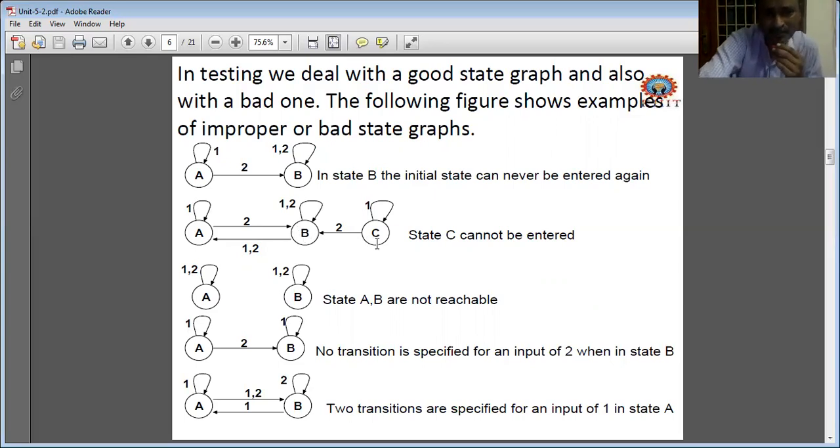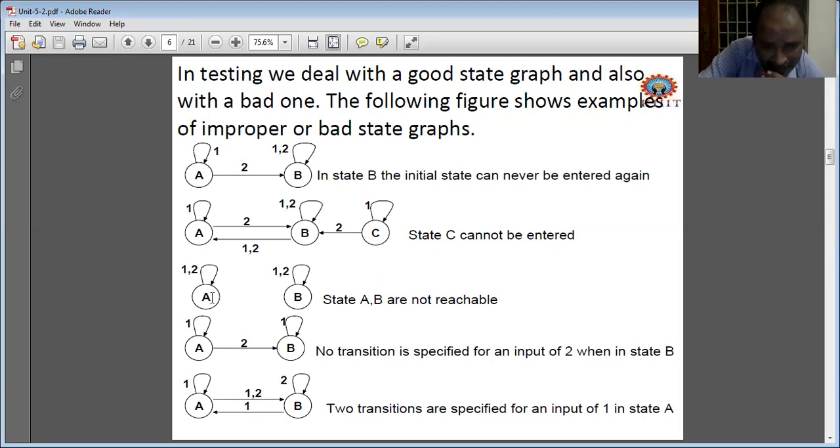C cannot be entered, because from B to C there is no transition. That is the main problem here. So there is no way to go to C from B. Therefore, C cannot be entered. That is a problem. Now, the next one: A consists of 1, 2, B consists of 1, 2.